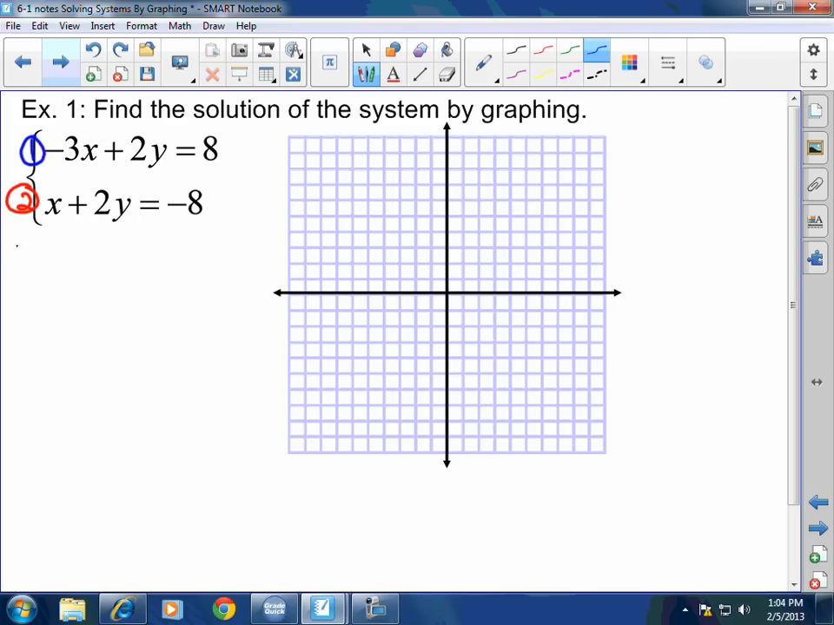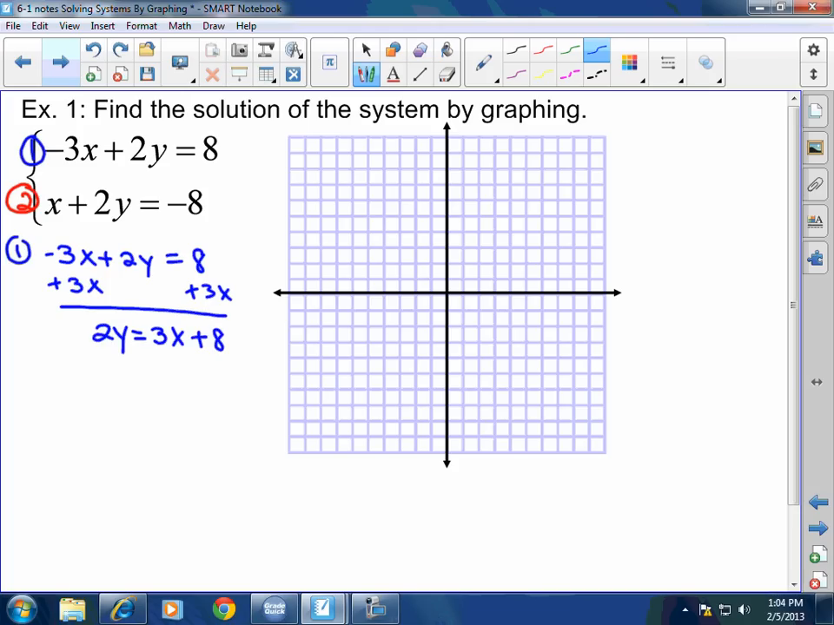So for equation number 1, we've got negative 3x plus 2y equals 8. All right, I got to solve for y. So I'm going to add 3x to both sides. Very good. So I got 2y equals 3x plus 8. I'm going to solve for y by dividing by 2. Awesome. Divide by 2. So y equals 3 halves x plus 4.